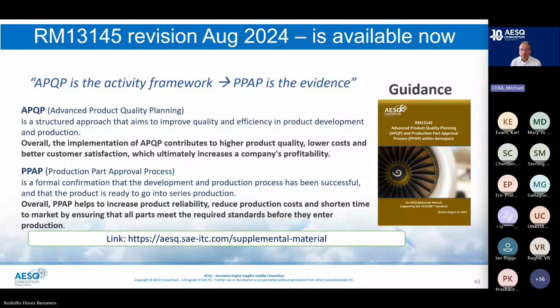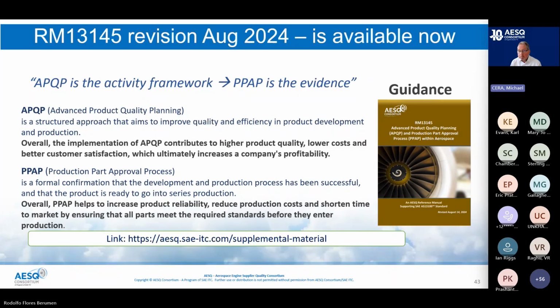The production part approval process is a formal confirmation that the development and production processes have been successful and that the product is ready to go into serious production. Overall, PPAP helps to increase product reliability, reduce production costs, and shorten time to market by ensuring that all parts meet the required standards before they enter production.